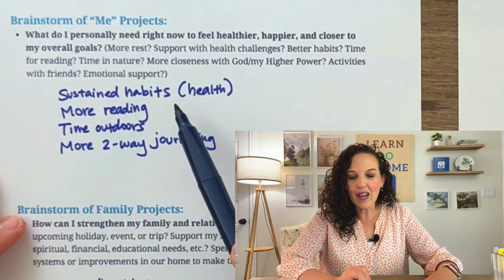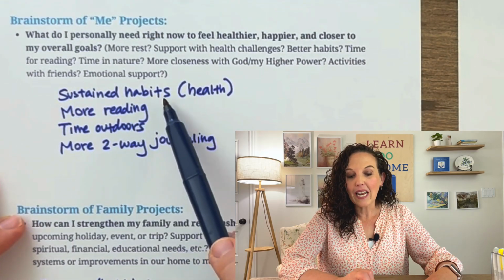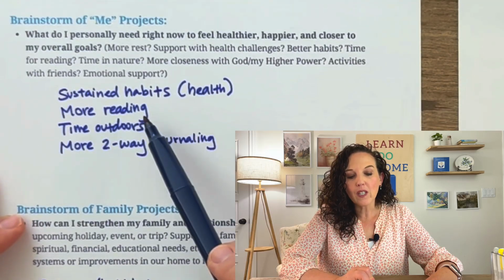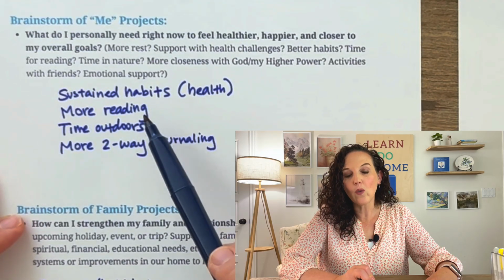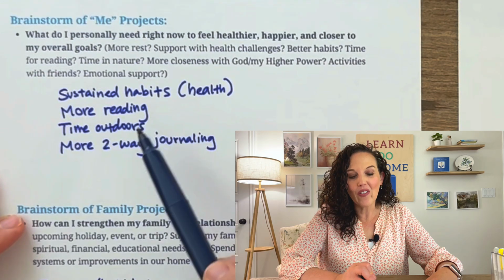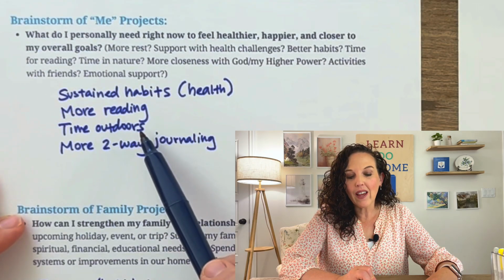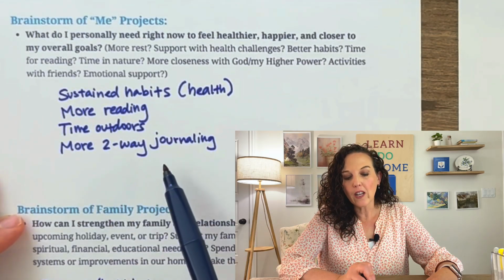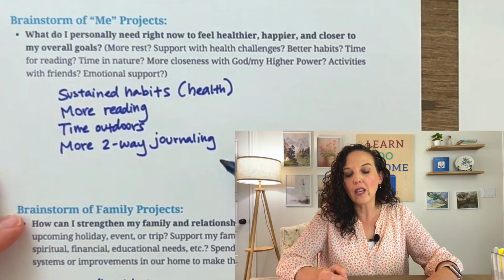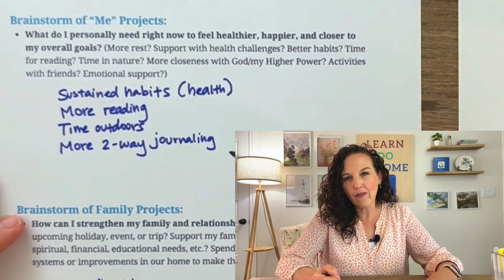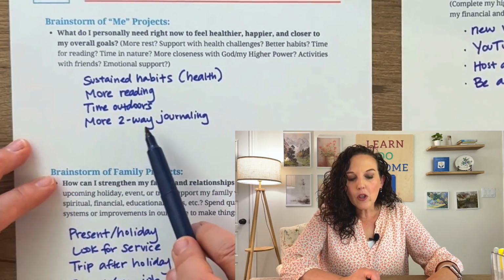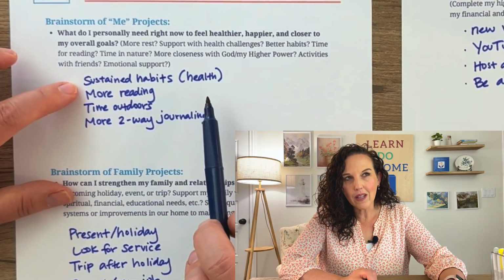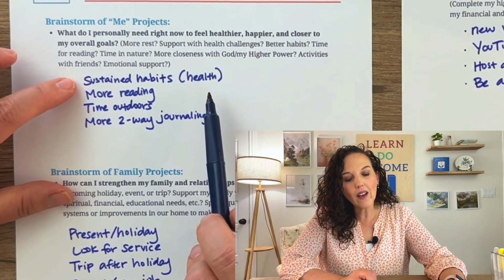So first, as I'm looking at my me projects, I could have sustain my habits, like just really reinforce the routines I've already established. Spend time reading a couple nights a week, or 15 minutes a day, work on that. Time outdoors, I could say something like schedule a few outdoor events with the family, or more two-way journaling could just be establish my two-way journaling routine and try to do that at least 3 to 5 days a week, something like that. So as I'm looking at this though, I'm thinking, okay, my health habits, they really are locked in place for the most part. I don't think I need to have that as a project.